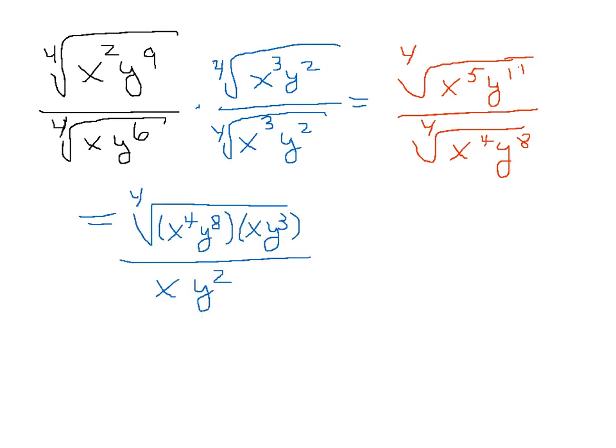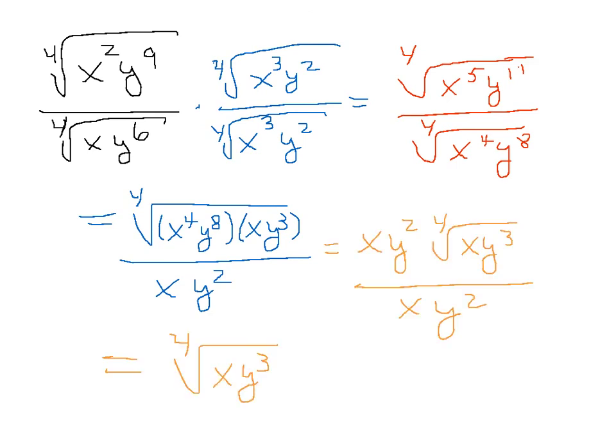Here's an intermediate step. I'm taking this term and writing it as something that I can take the 4th root of. And again, they're multiples of 4. Okay, let's write out the final answer now. So look what happened when I simplified this. I have an xy squared in the top and xy squared in the bottom. So they can cancel, and I'm left with just the 4th root of x times y to the 3rd.